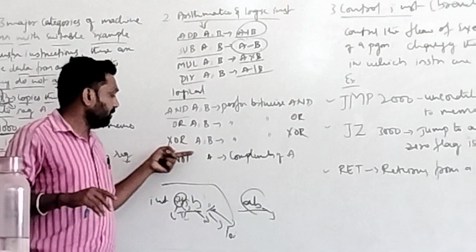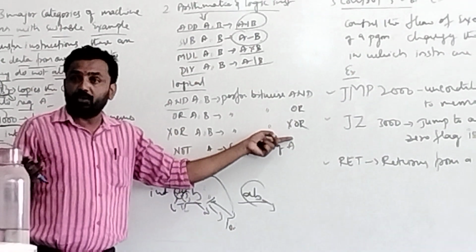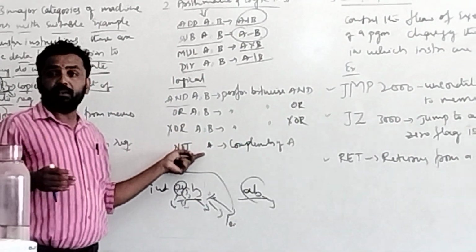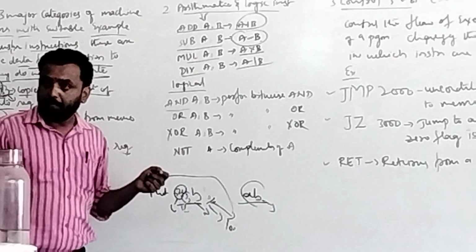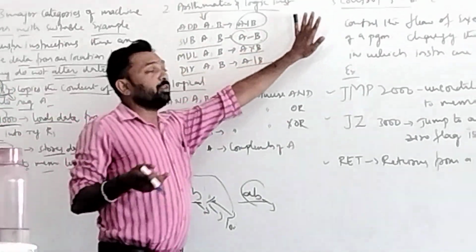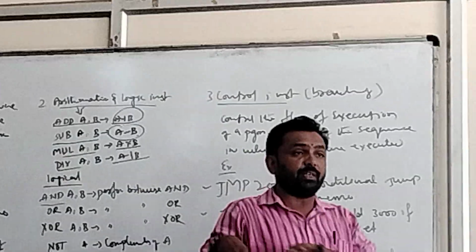It is bitwise OR, it is bitwise XOR, that is exclusive OR. And this is NOT gate, this is the complement of a, right? Complement means exactly the opposite, right? That is complement. Now come to the last one, that is called control instructions.